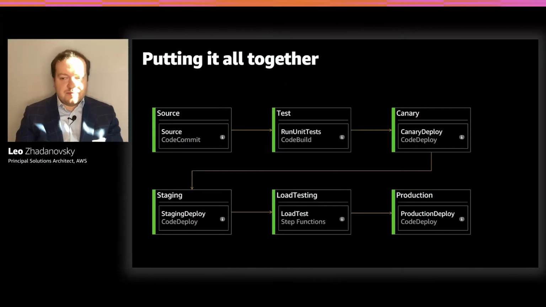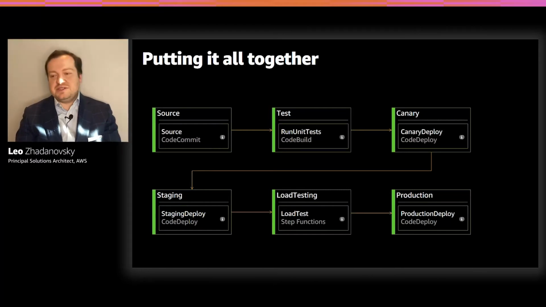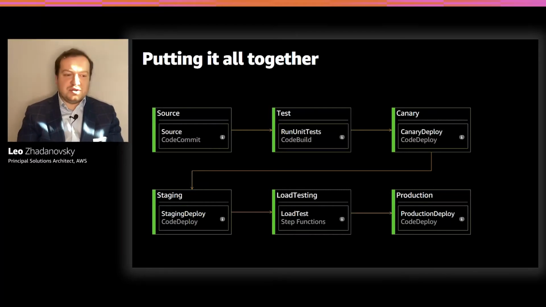To put it all together, this would be a sample pipeline that used this. You've got your source code in CodeCommit for your website. You then run some unit tests using CodeBuild. You then do a canary deploy using CodeDeploy. You then do a staging deploy. And then you do your load test against the staging environment using this distributed load testing solution. If that completes successfully, you then go on and do your production deploy.